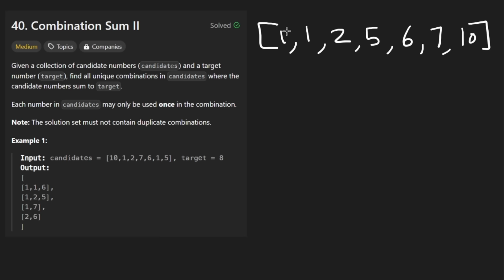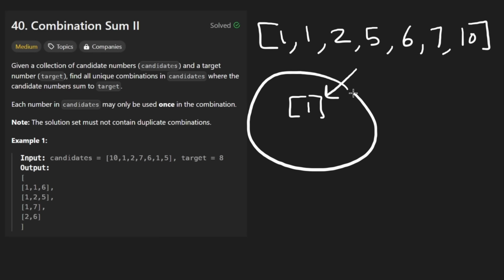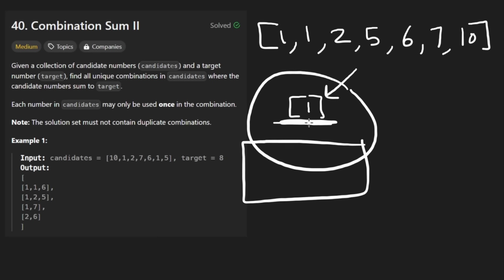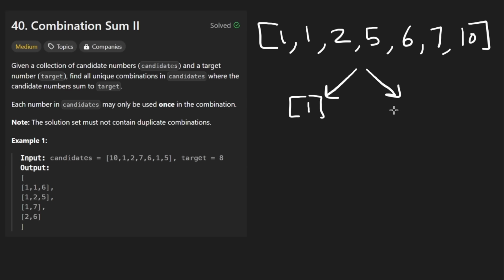I'm going to say, okay, either I include 1 in my solution set. So this branch is going to include all possible combinations that include 1 or have multiple occurrences of 1, up to 2 in this example. Or I'm going to decide to skip 1 on this side.